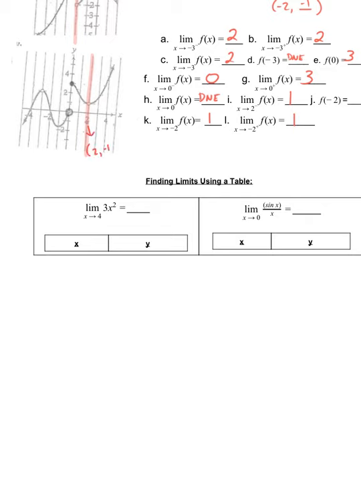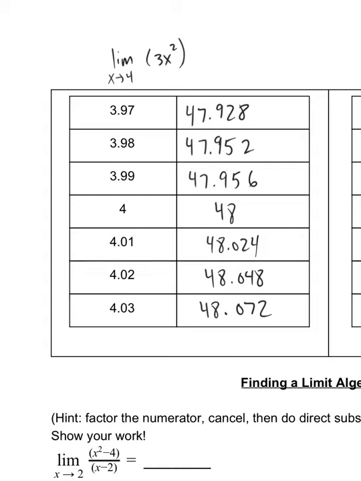So right here, f of -2 is -1. Okay, finding limits using a table. You're just using your calculator here. So in y equals, you put the function. All right, so in y equals, you put 3x squared.